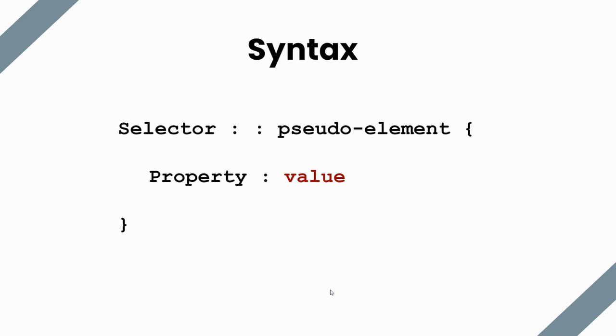So here we have the syntax of the pseudo element, and it starts with the selector, which is followed by a double colon, not a single colon. You can see that there are two colons here. Then after this is the pseudo element itself, and then you can have your property and your value, which we all know is under CSS styling.